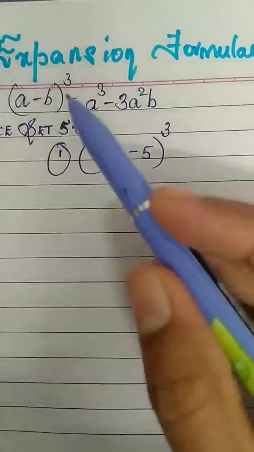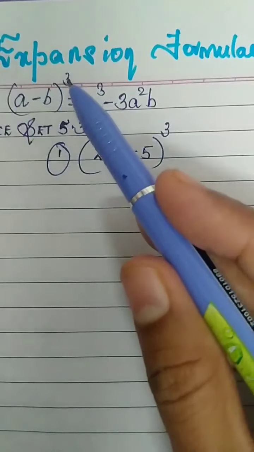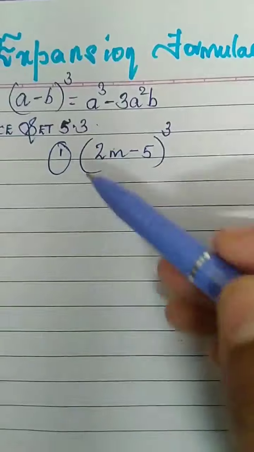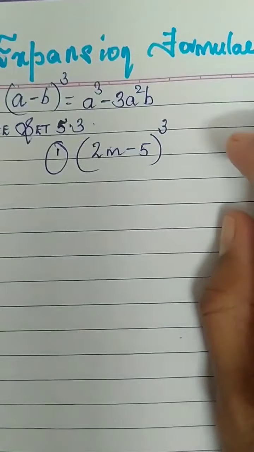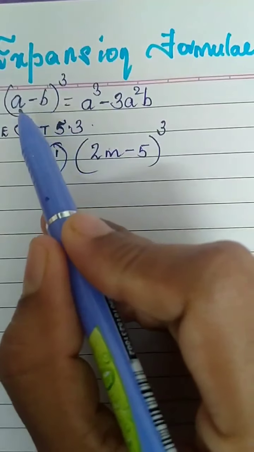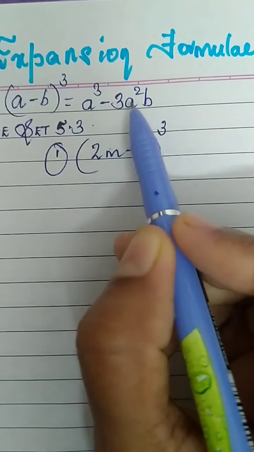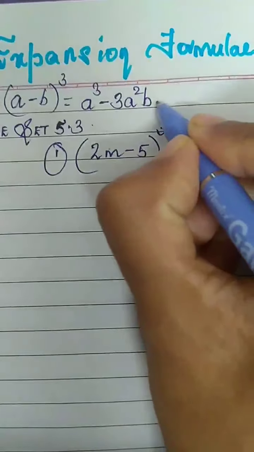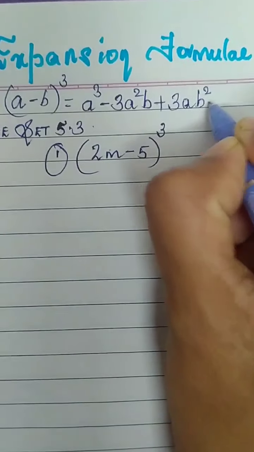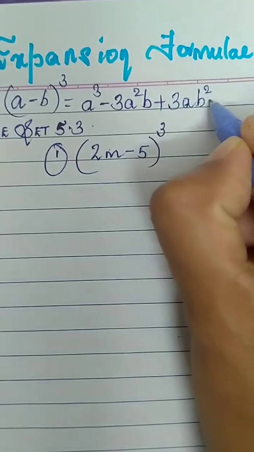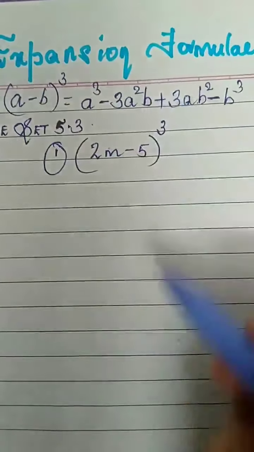We were in the chapter expansion formula and we had discussed (a − b) the whole cube in the previous video, but still we'll recap it and solve practice set 5.3. The formula is this way: (a − b)³ = a³ − 3a²b + 3ab² − b³. Signs go minus, plus, minus. Now we will solve the practice set.